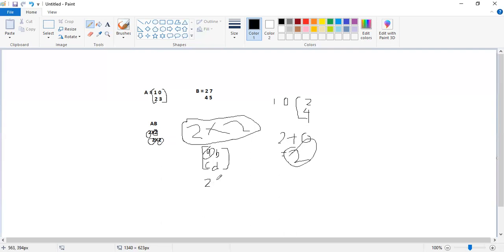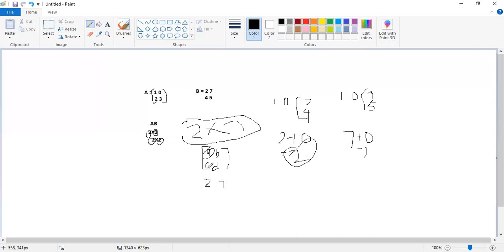We use the same procedure for B. B is in the first row, the second column. So we pick the first row, and then we pick the second column, which is 7 and then 5. Then we do the same. 1 times 7 gives us 7, plus 0 times 5, which is 0. So when you add, the answer will give us 7. So it means B here is 7.